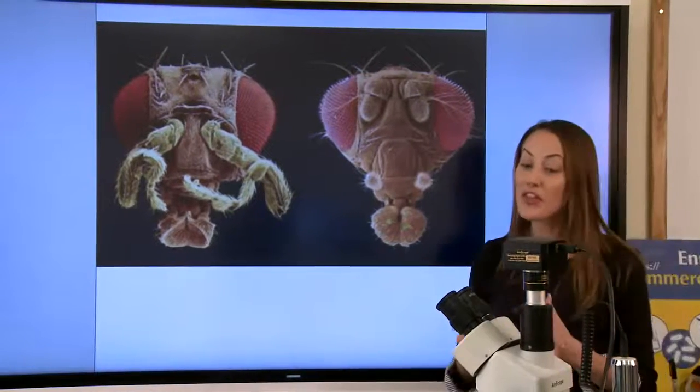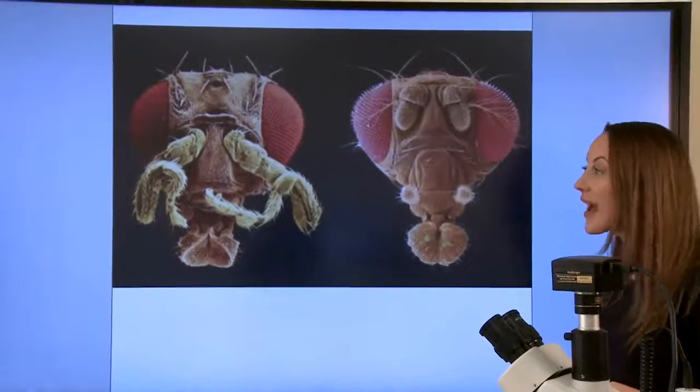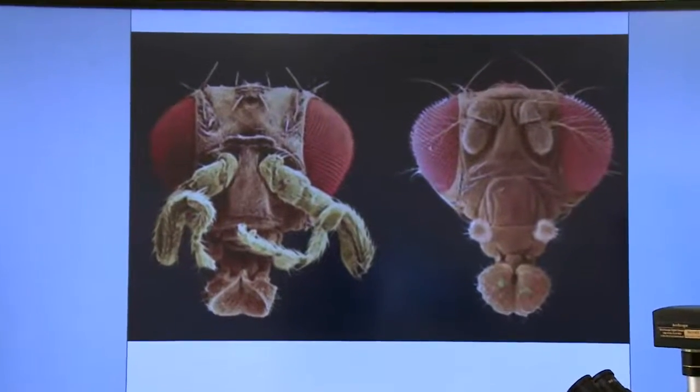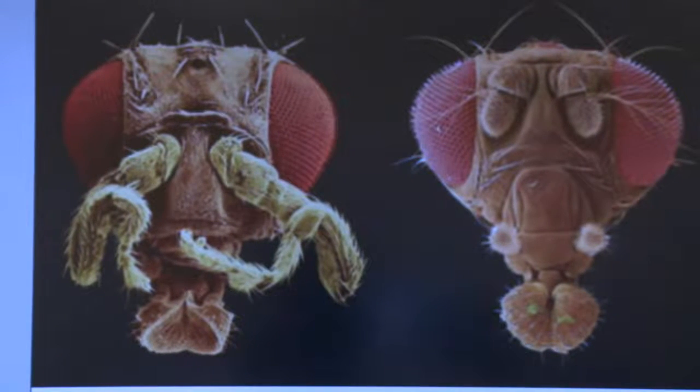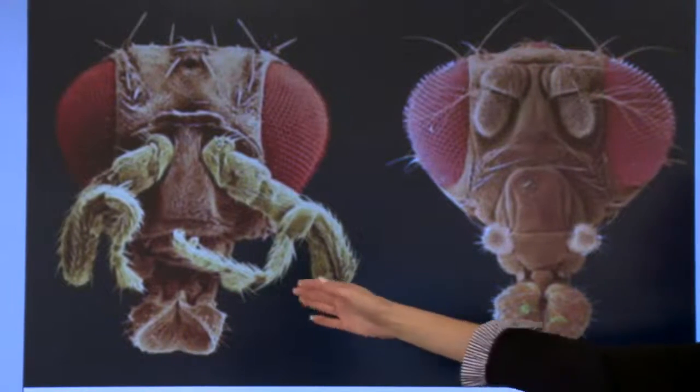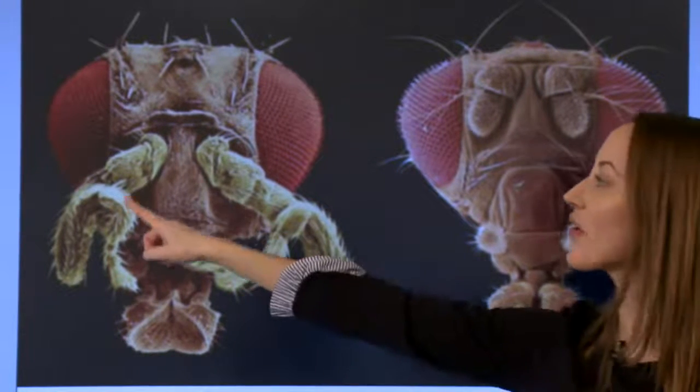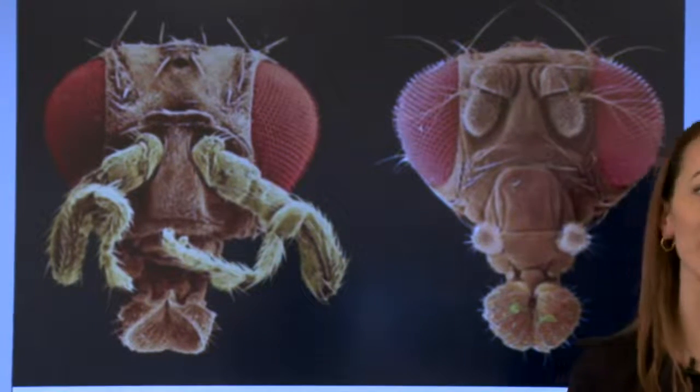Now this was the one that we think that we saw under the microscope called Antennapedia, so just giving you a really cool close-up view of this one. So this is your typical wild type, and then on this side you can see that there is an extra set of legs growing out of its head.